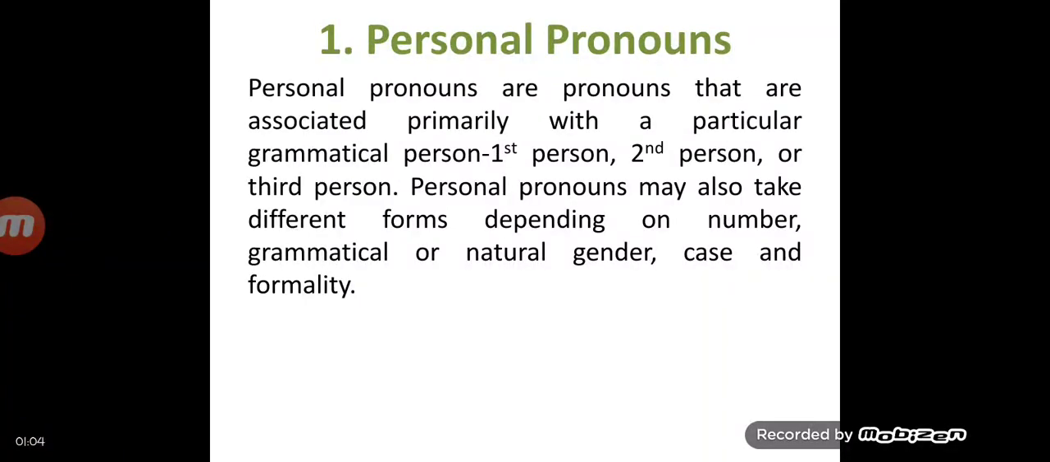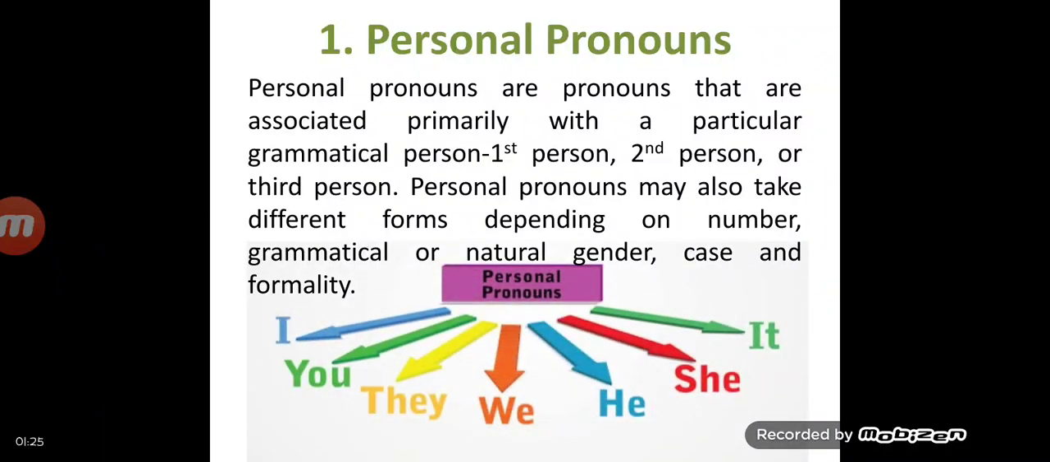Personal pronouns are pronouns that are associated primarily with a particular grammatical person: first person, second person, or third person. Personal pronouns may also take different forms depending on number, grammatical or natural gender, case, and formality. For example, I, you, they, we, he, she, and it.